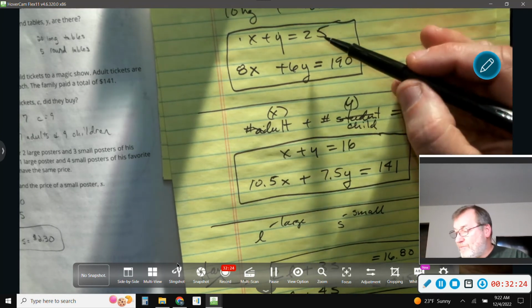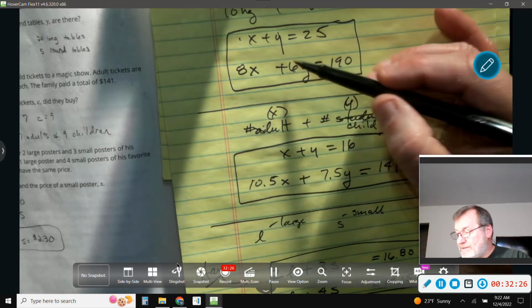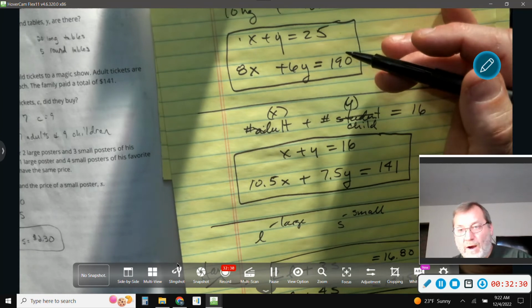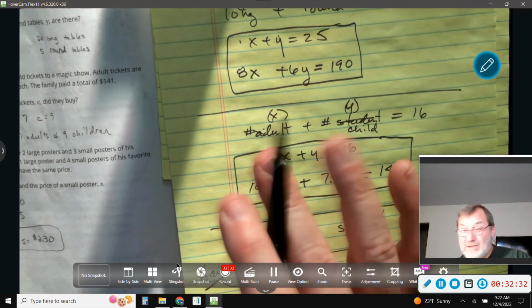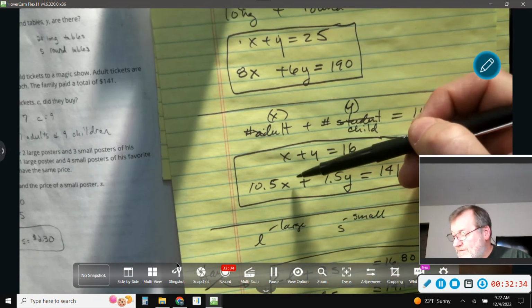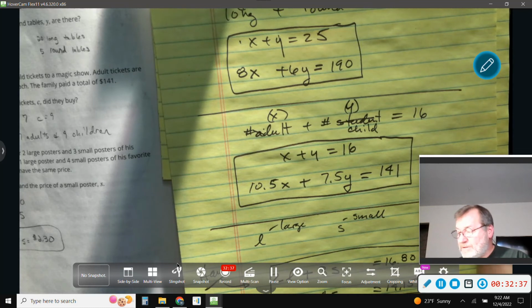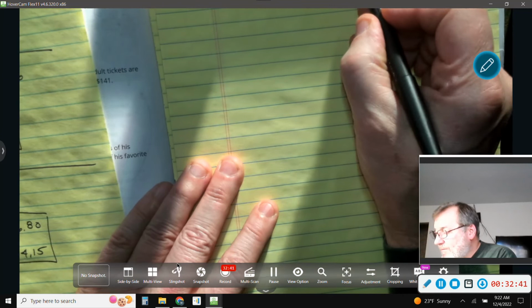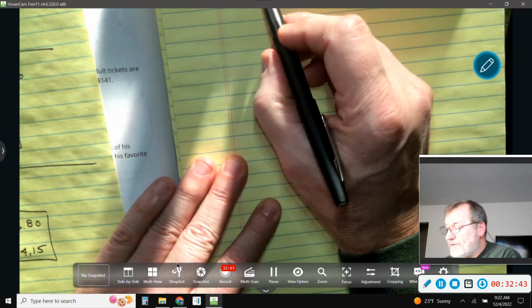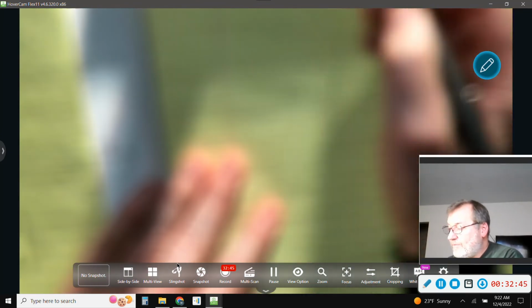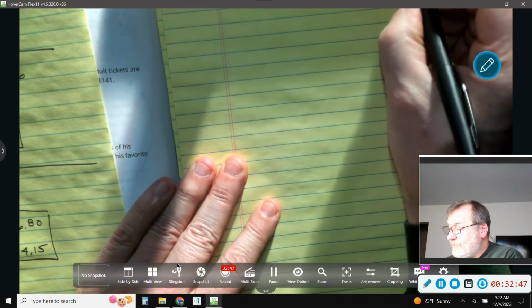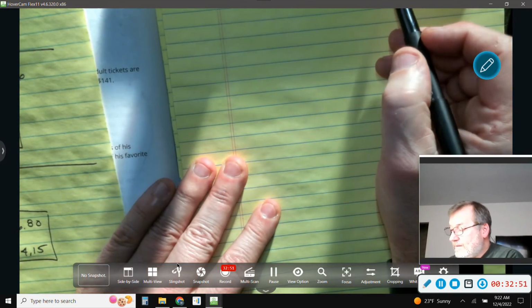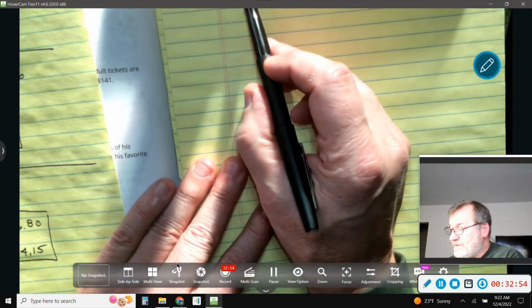Now this one makes it really easy because with just an x and just a y, and down here too, I can just solve for an x or a y, and then substitute. So the substitution method is going to work a little bit easier for these. Okay, so let's just do that. I'm going to take this one and solve for x. How do I solve for x? Well, I have to subtract the y from both sides. So x equals 25 minus y.